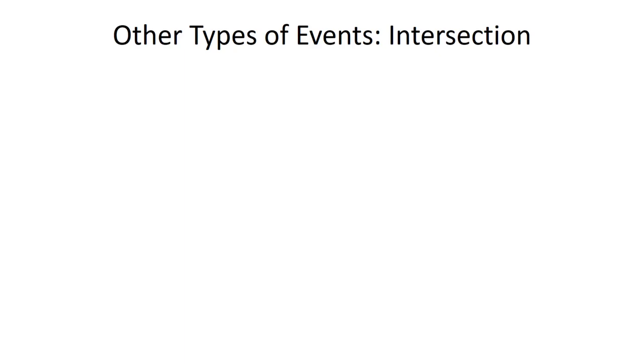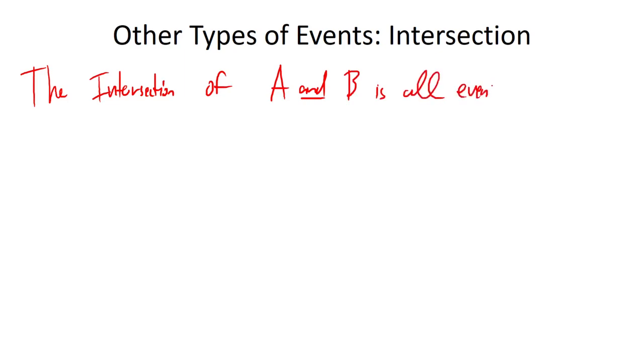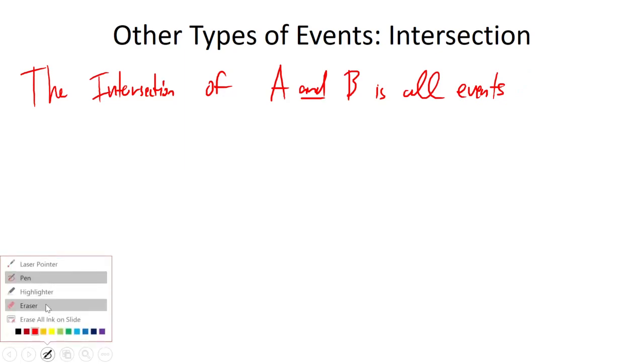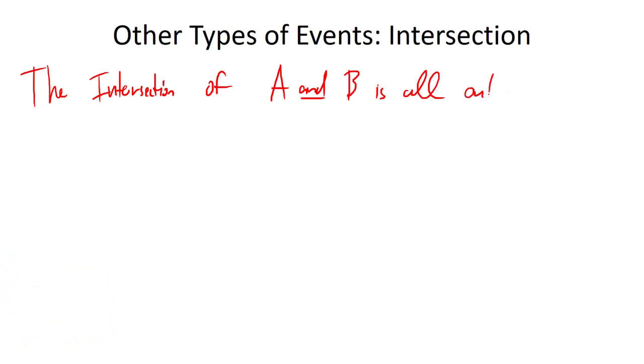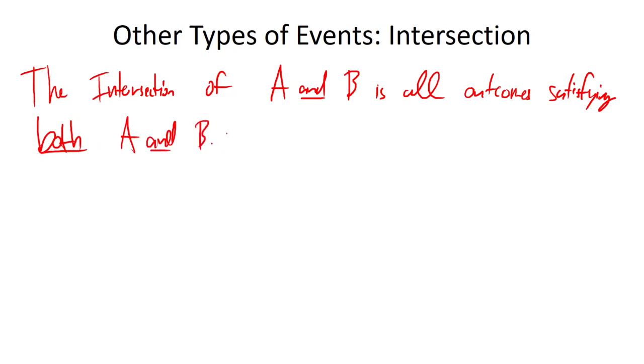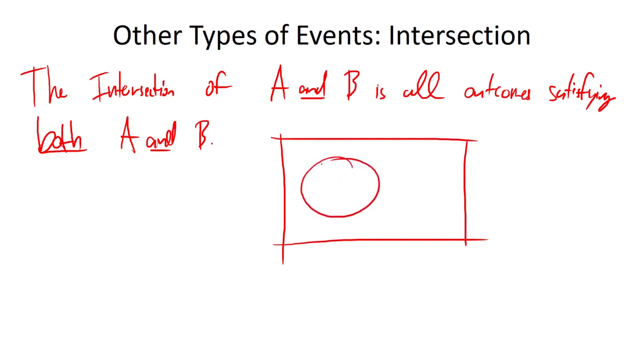So, other types of events. One is called the intersection. We say that the intersection of A and B, right? So that's all the outcomes that satisfy both A and B. And again, we use Venn diagrams. If here's all of A and here's all of B, the only people that satisfy both A and B are the people that have both qualities. Yeah?